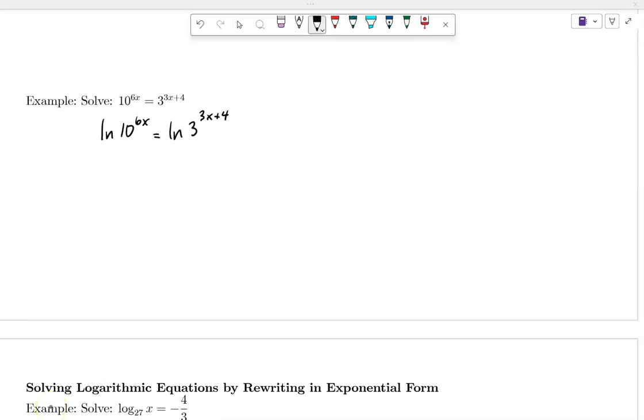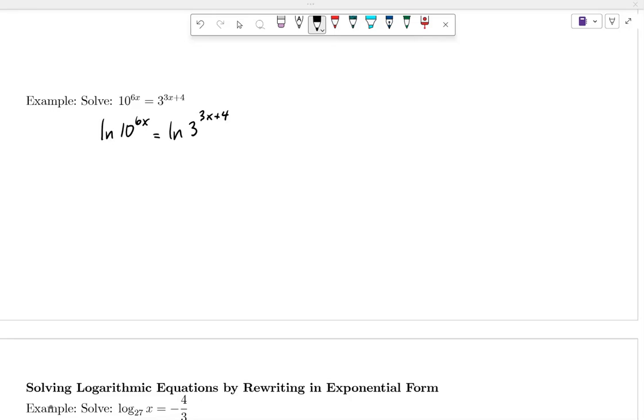Okay, let's go ahead and talk about it. Notice that the first step here again, you should look to see if you can use the fact that you can get the same base on both sides easily. Can I write 10 as a power of 3 easily or 3 as a power of 10 easily? No, not a lot we can do, right? So again, that's our clue to take the natural log of both sides.